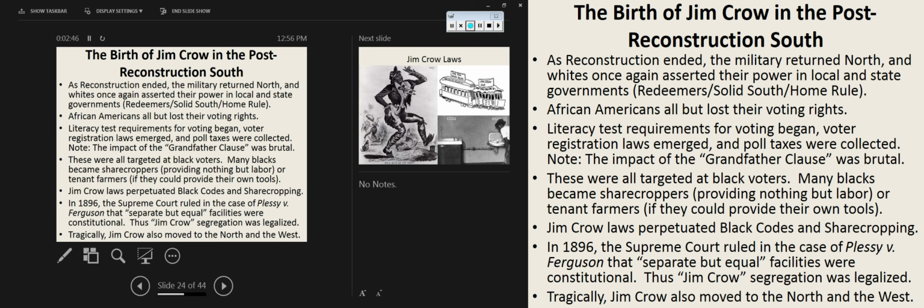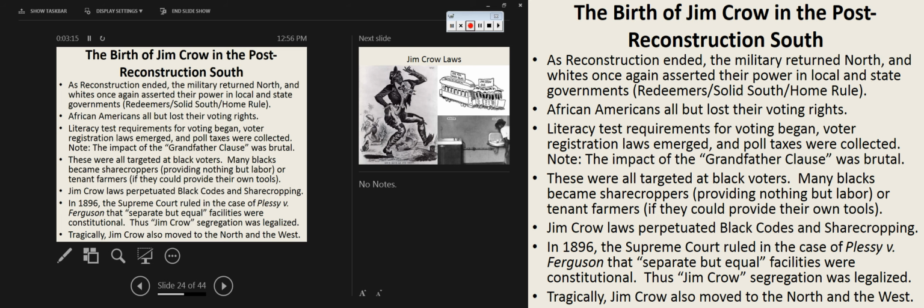African Americans all but lost their voting rights, so a series of laws are passed with Jim Crow. There are literacy test requirements to vote. There are voter registration laws that are stringent. There are poll taxes that are collected. And there's also a really significant impact from what is called the grandfather clause, meaning if your paternal grandfather couldn't vote, then you couldn't vote. That's dumb. It's pretty bad.